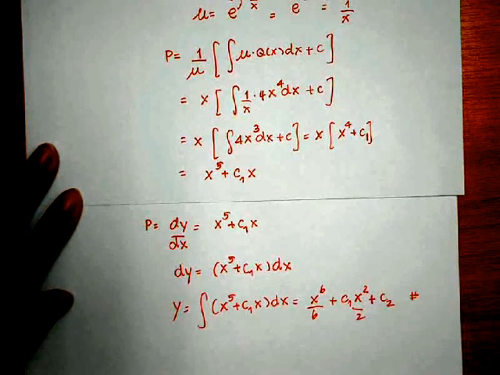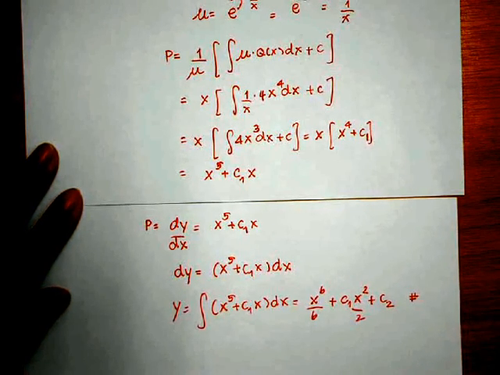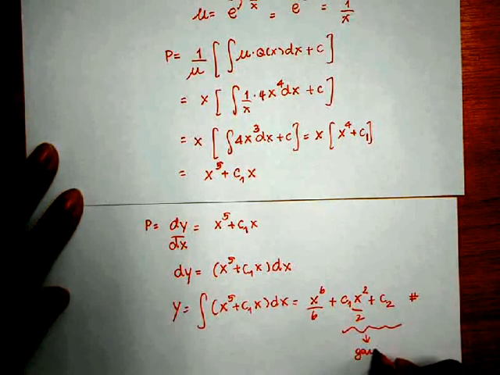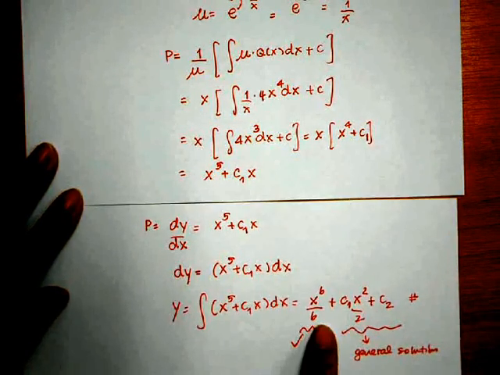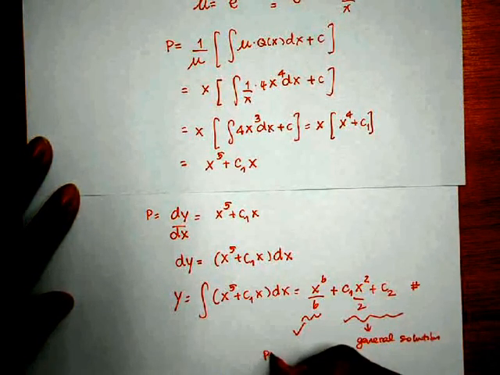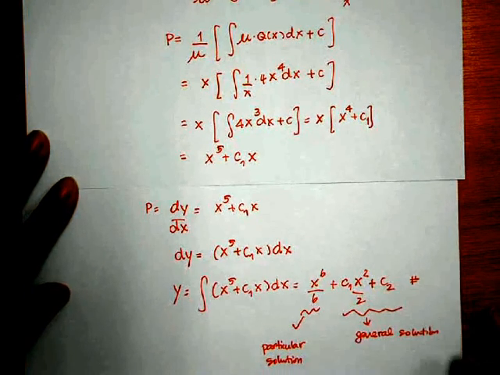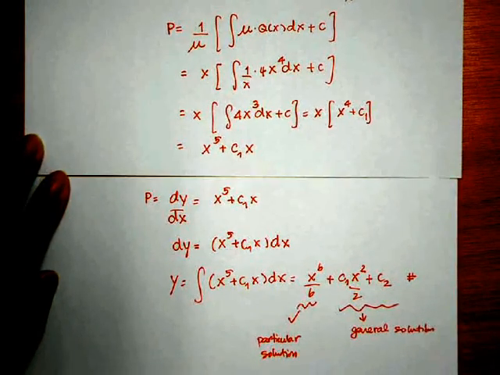From this, you got both yc and yp, right? How do you know which part is yc and which part is yp? The term that has c1 and c2 is the general solution. The term that has the constant in front is the particular solution. Any questions?